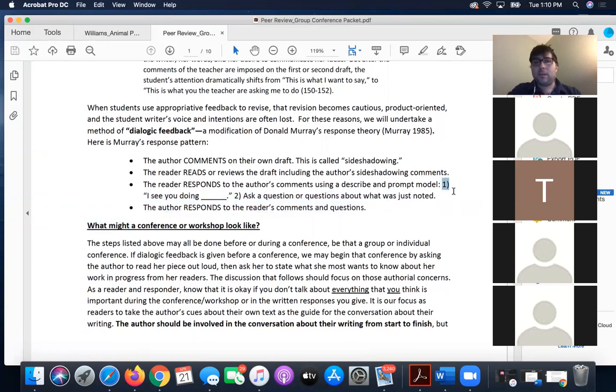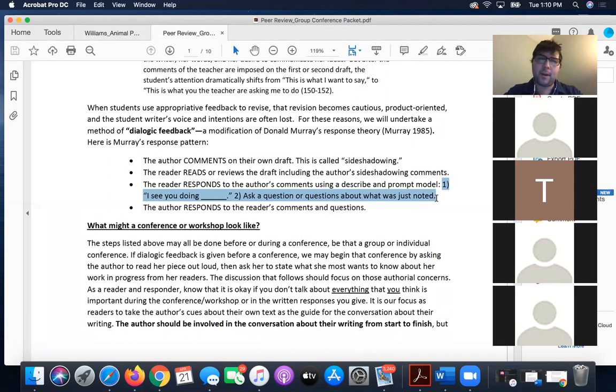When you're responding to a side shadowing comment for a particular peer review partner, you're going to respond by saying, here's something specific I see you doing in this place. You want that to be at the level of the text. So rather than a reader response, like this makes me feel, or something about what it makes you think as a reader, try to talk about the text itself. What are the specific writing choices that are making you feel that way or think that way?